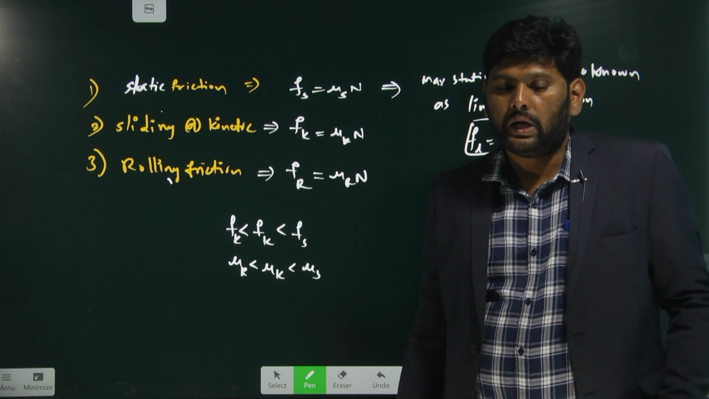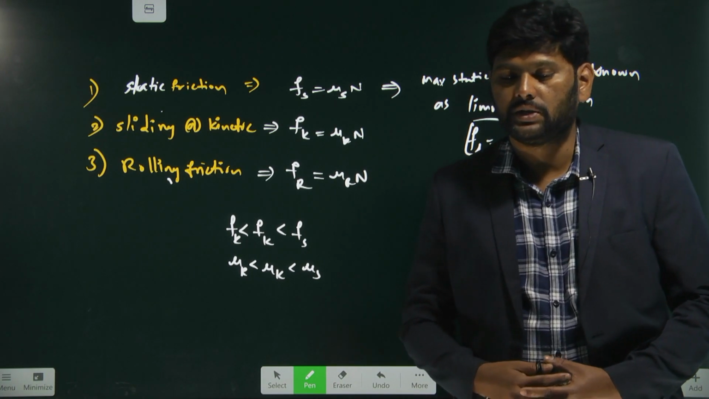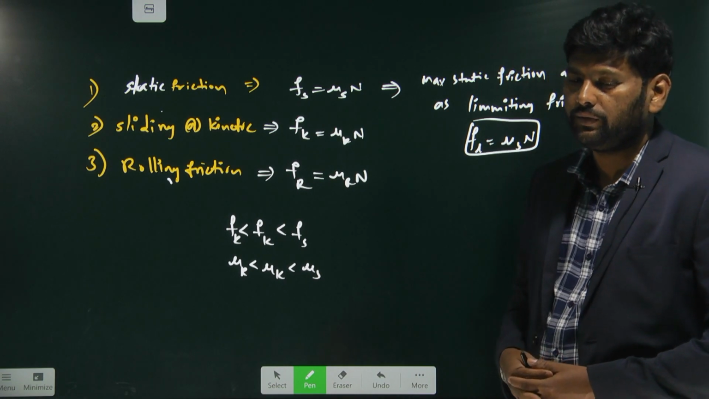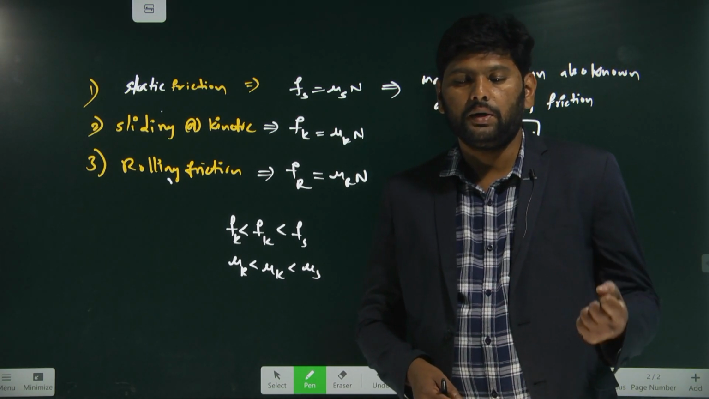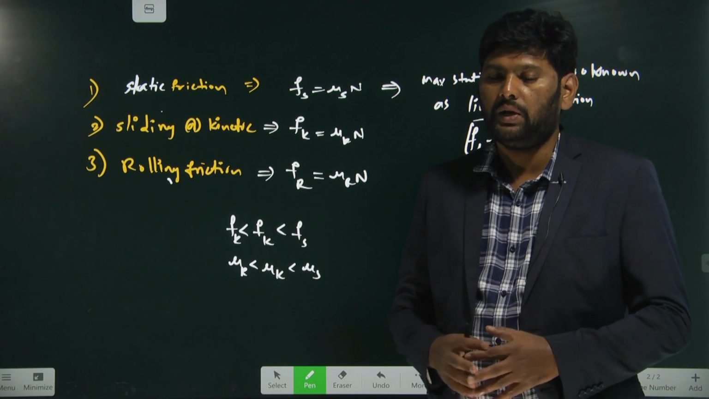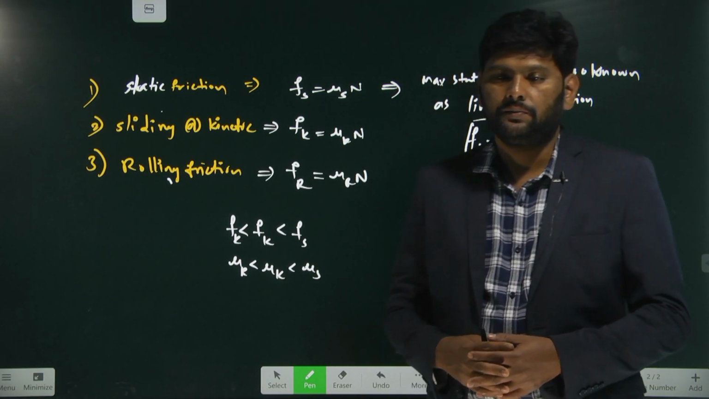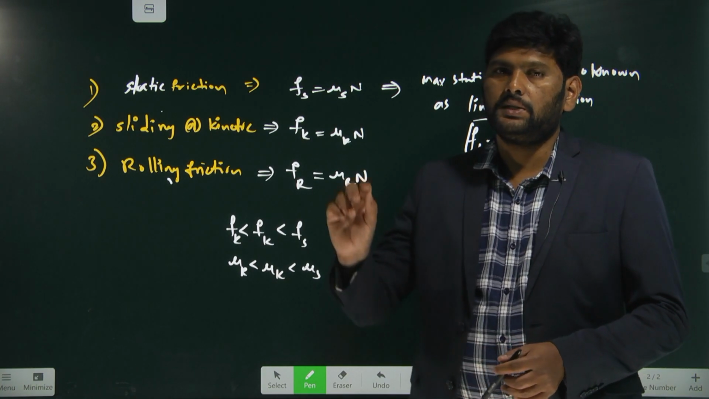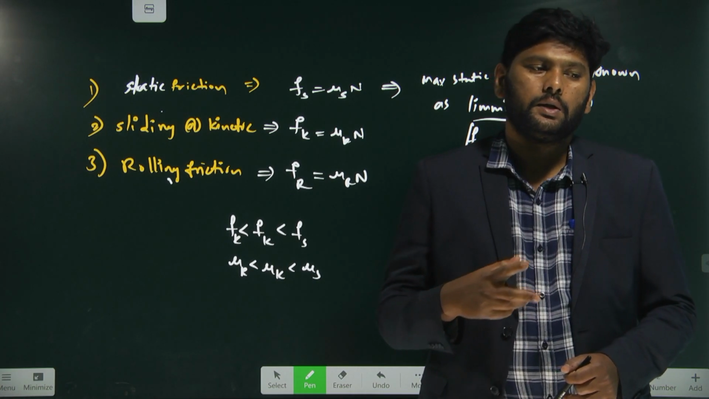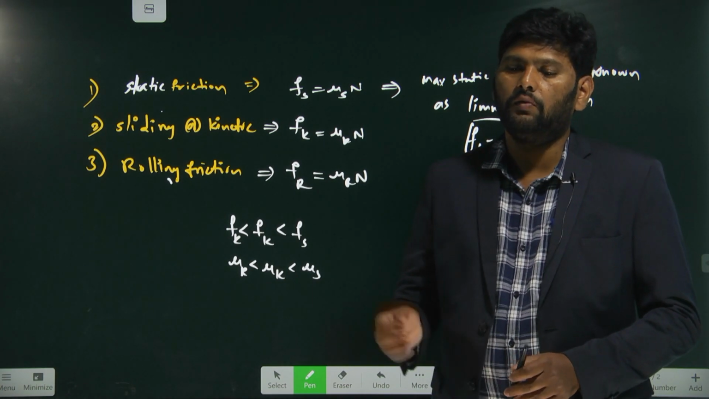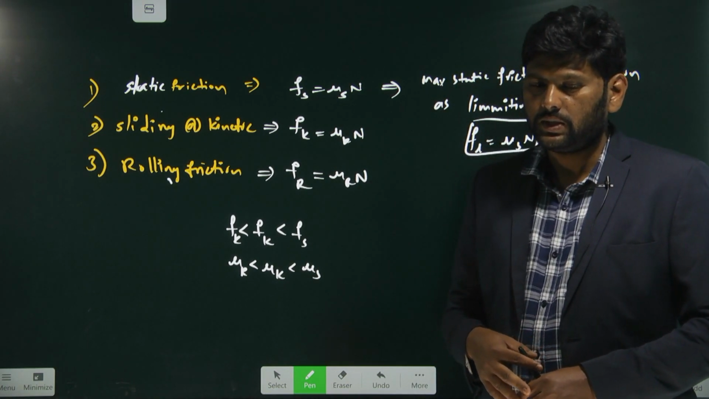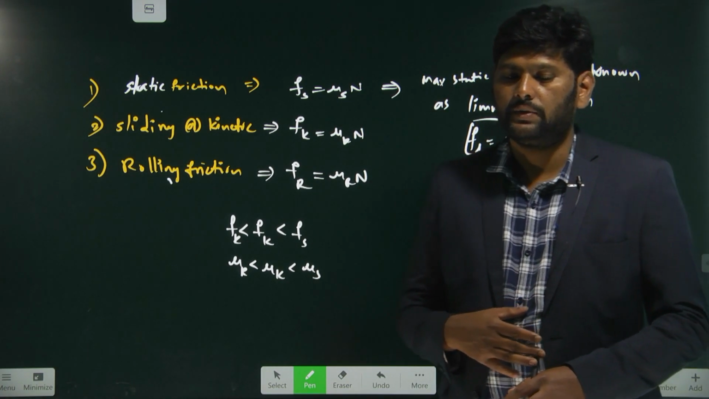Here are the advantages and disadvantages of friction. What are the advantages we have for friction? We can hold objects because of friction. We walk safely because of friction. We fix nails to walls, and anything we do involves friction. Without friction we can't do anything, isn't it? These are the advantages of friction.